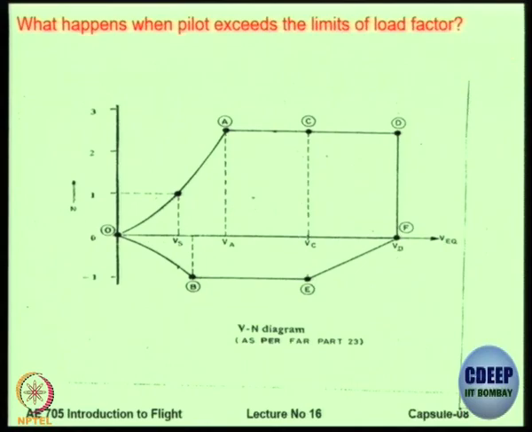What this diagram is saying is that these lines indicate the maximum load that the aircraft can develop during any maneuver. They are not telling what the aircraft can maneuver. They are telling what the aircraft should not exceed. This is a regulatory diagram: do not exceed this. You can take it both ways.